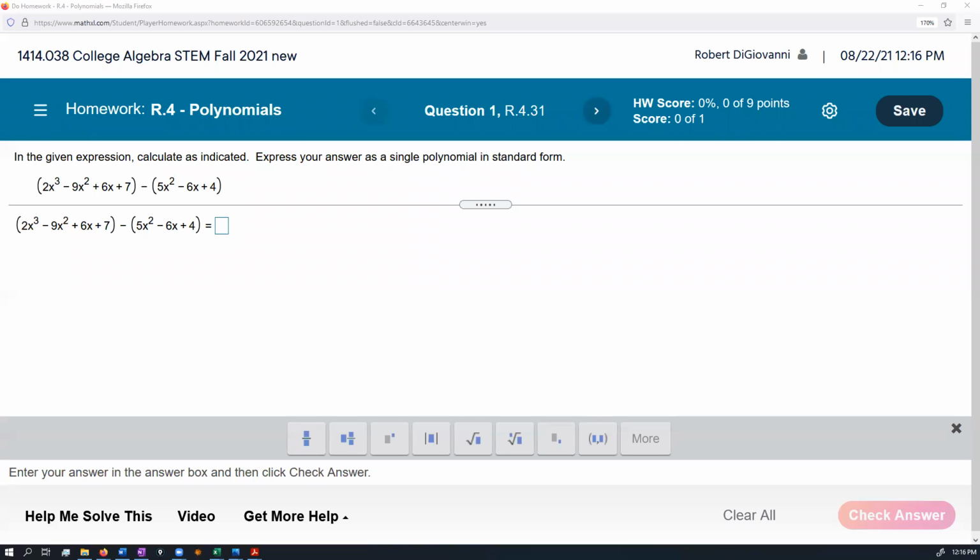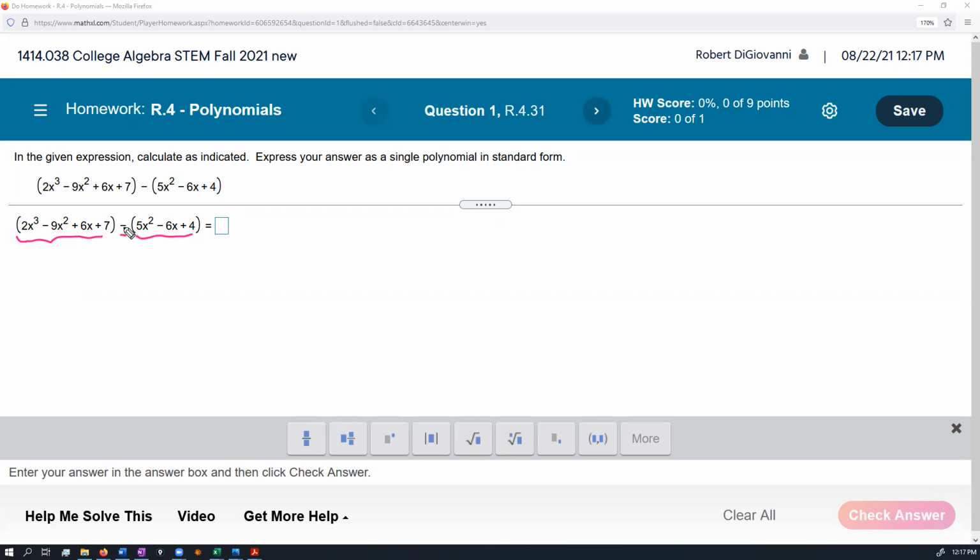Okay, working the homework for section R.4, more review of polynomials. So specifically here, we're going to be doing some operations on some expressions to try and simplify. For this first one, we're asked to take this polynomial here and subtract it from this polynomial here.